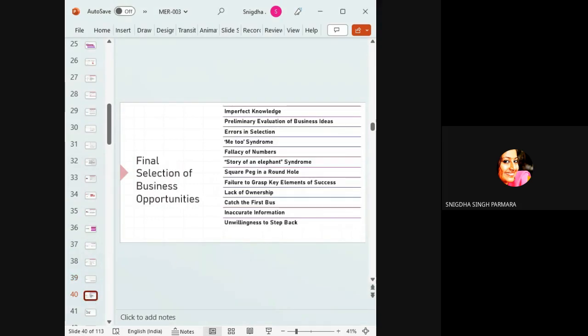Next, final selection of business opportunities. So there are a few guidelines to be kept in mind by entrepreneurs while finally selecting a business opportunity.